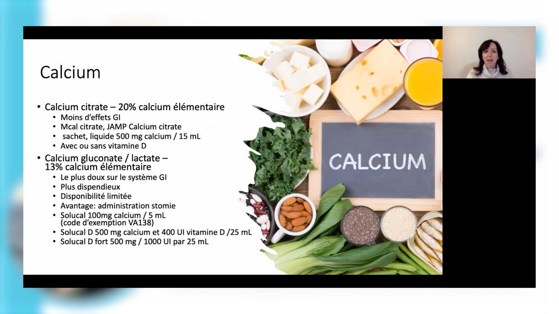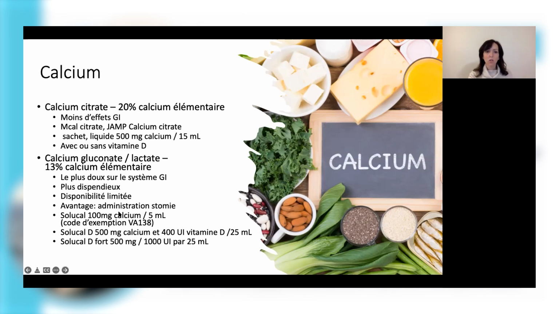Now, calcium can be a little bit difficult on the stomach and can cause constipation. It's rarely a problem in healthy kids that just have nutritional rickets. But if it is the case, you should know that there's calcium citrate. It's absorbed a bit less, but it has fewer GI effects. And some of them, in fact, come in a little powder packet that you can mix with a liquid. And you also have already available liquid calcium.